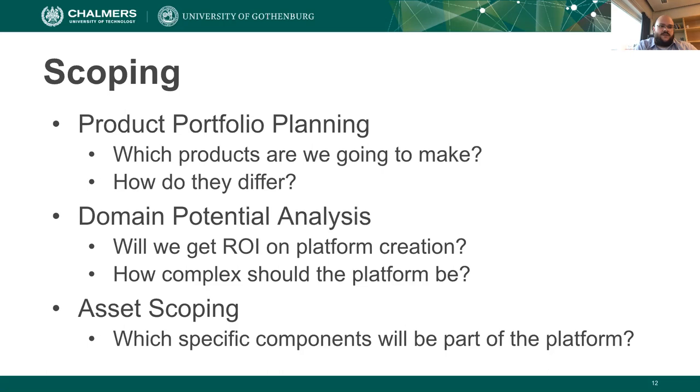From there, we look into domain potential analysis. And this is where we start to analyze the potential of our product line domain or the specific subdomains. And we're trying to identify whether there is a promising case for product line engineering. So here we're focusing on a systematic analysis of an area of functionality to determine whether it's worth investing in the whole product line.